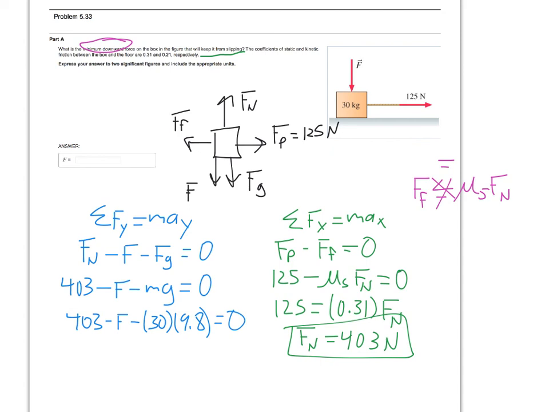And so when I solve for F from that equation, I find that that force is equal to 109 newtons. We're expressing our answer to 2 sig figs, so that would be just 110 newtons.